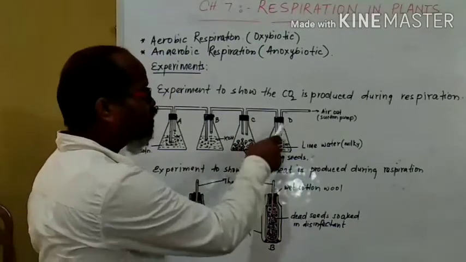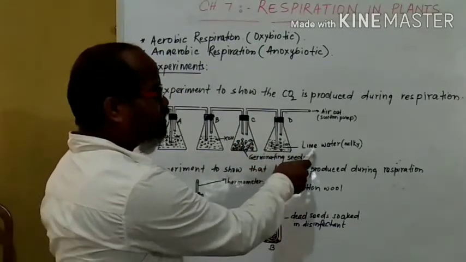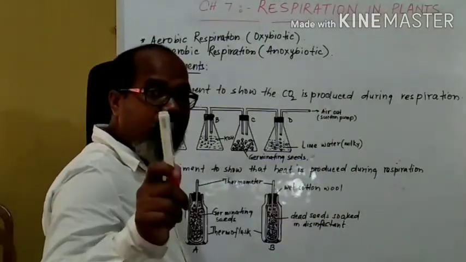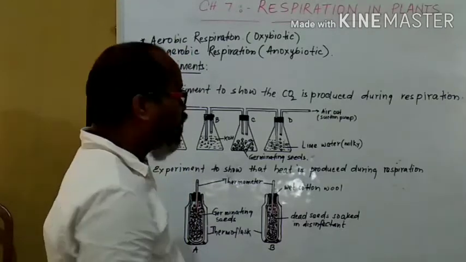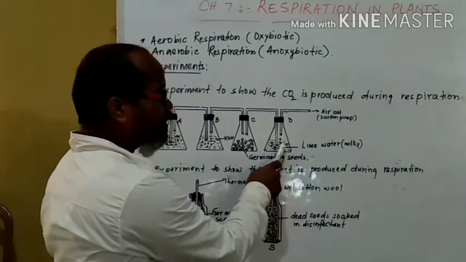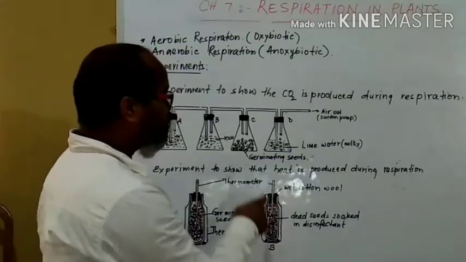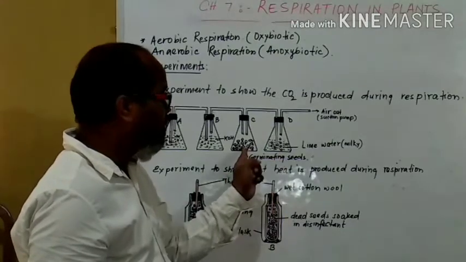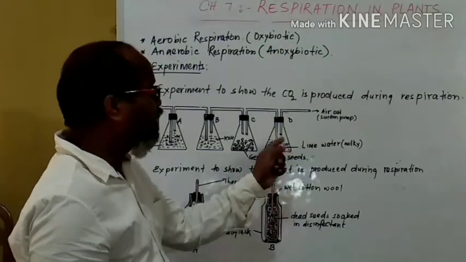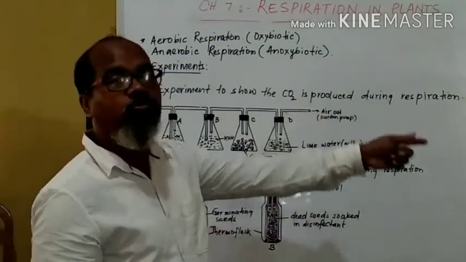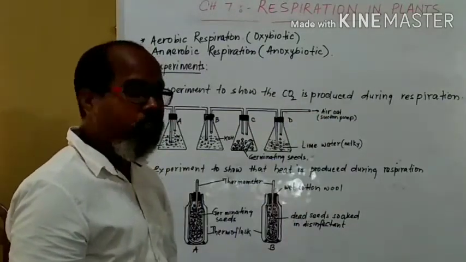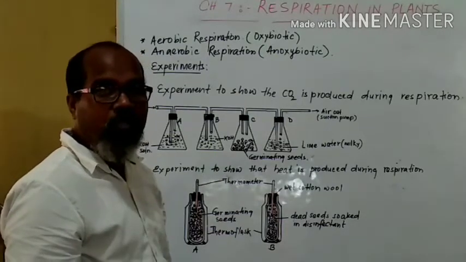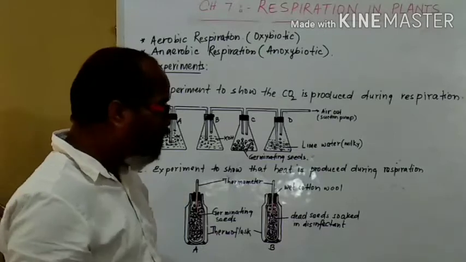Flask D, which contains lime water, turns milky. That is the test for the presence of carbon dioxide. Now, why did this lime water turn milky? Because of the carbon dioxide that was produced by the germinating seeds of flask C, and the rest of the air is then pushed out through the suction pump. So this experiment shows us that carbon dioxide is produced during respiration.